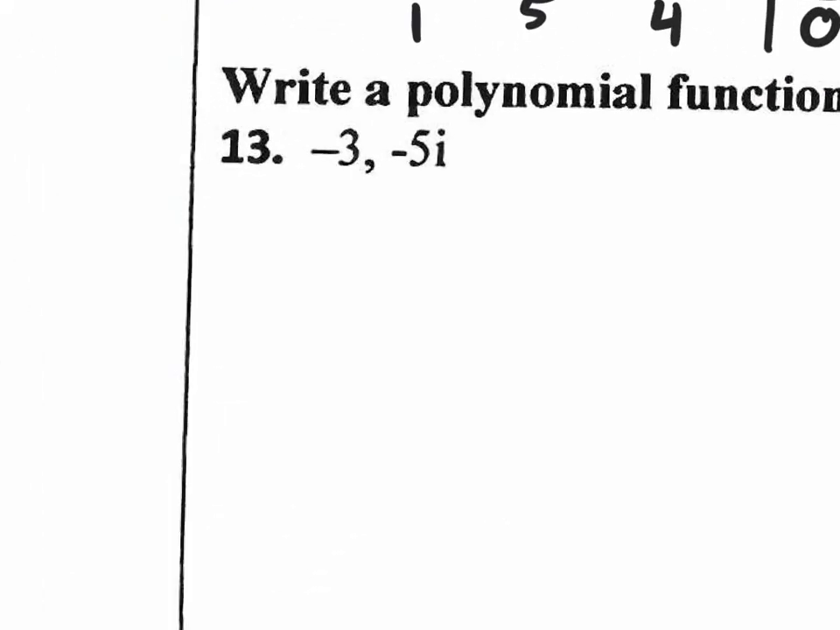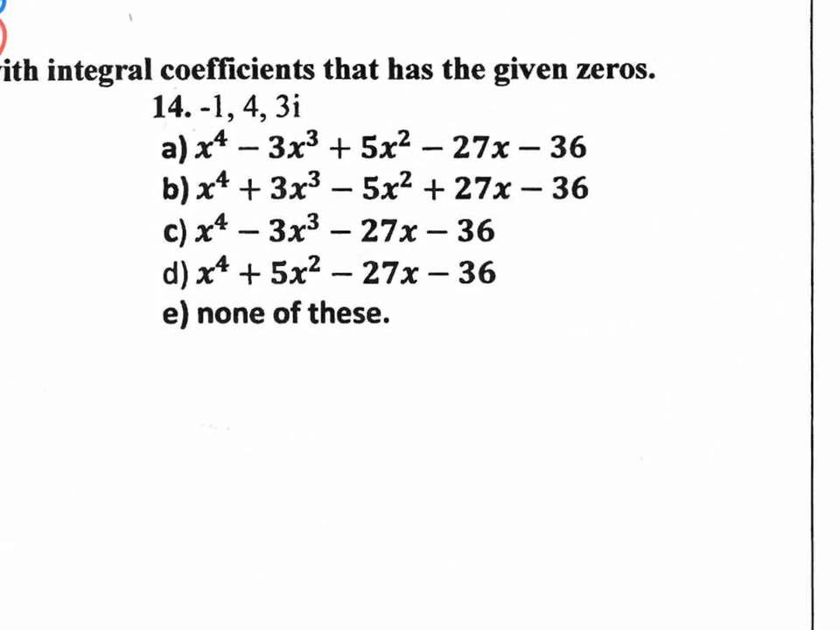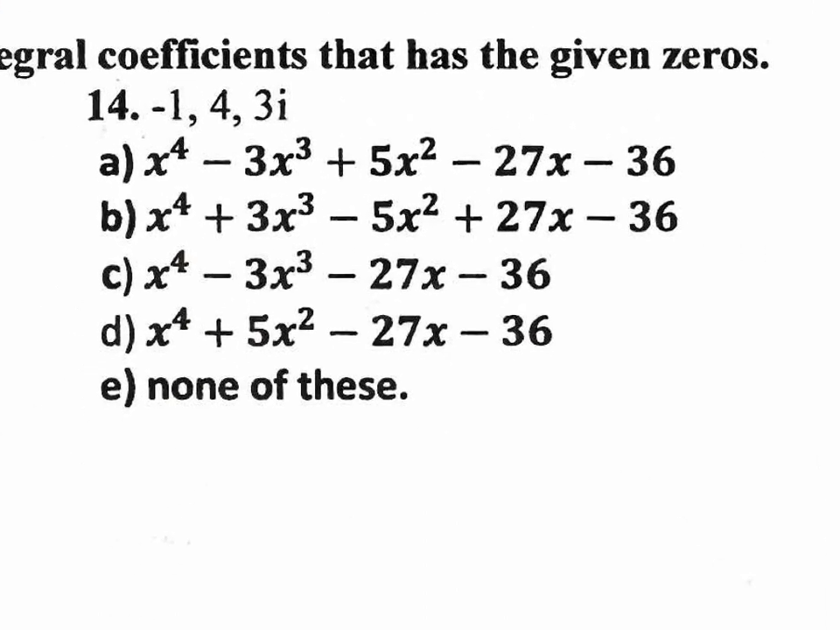Let's do number 13, then you guys could try number 14, or maybe we should do 14. 14's harder. Yeah, we'll do 14, then you guys could try 13 on your own. We have 3 answers here, guys. Let's all write them down right here. X equals -1. X equals +4. X equals, let me do this one in blue, 3i.